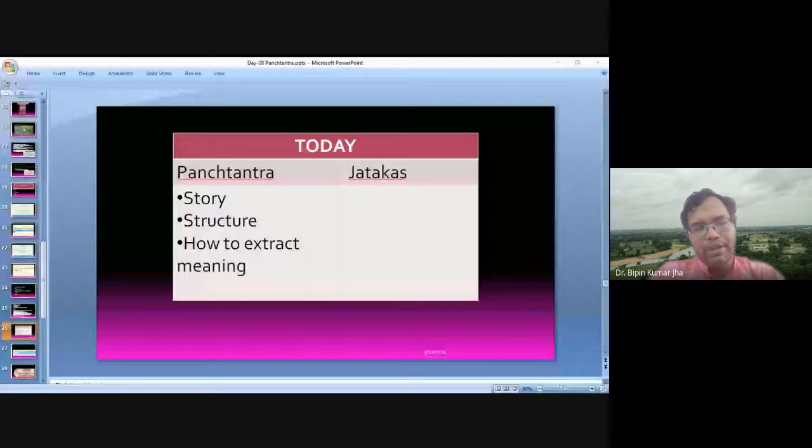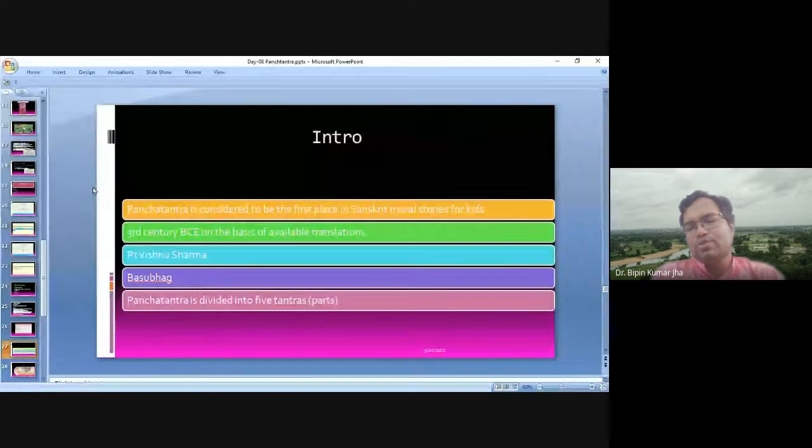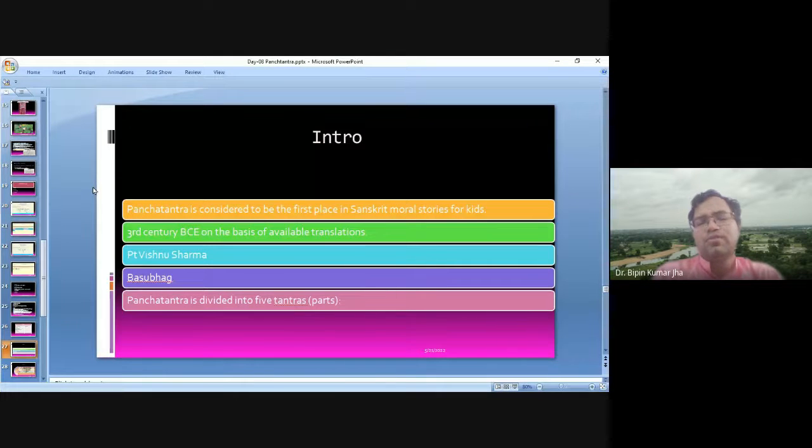So now I will go through the text of Panchatantra. Before that, I'm just trying to introduce you to this text. Panchatantra is a well-structured moral story text for kids. You can say it can be placed first in the row of moral textbooks, specifically for kids.